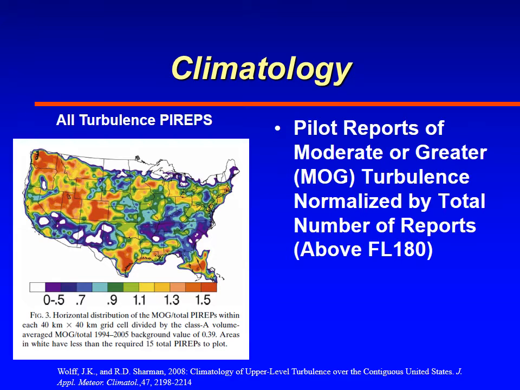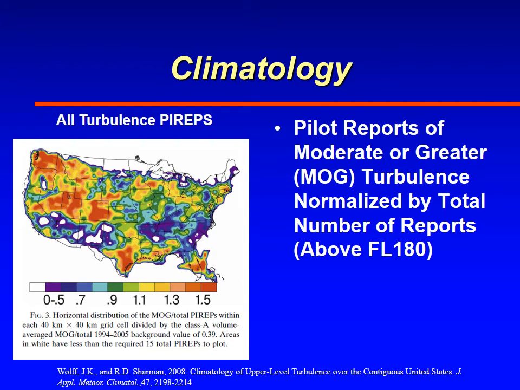So first off, before they even looked at mountain turbulence, they looked at all turbulence reports above 18,000 feet, flight level 180. Not all reports, but reports of moderate or greater turbulence. And it was normalized, meaning that they took the number of moderate or greater turbulence reports and divided it by the total number of reports to help give you kind of a percentage. And this is what they came up with.